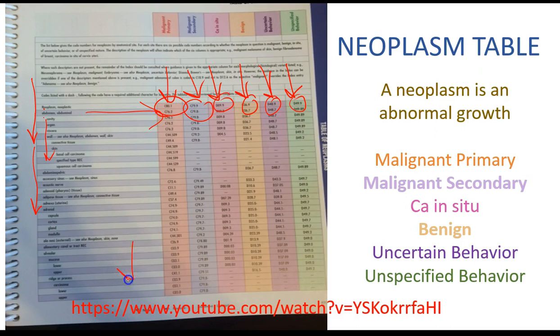If you want a step-by-step on how to code in the neoplasm table, you can watch this video on the screen. You'll just have to copy and paste it or write it down and put it into your browser. Make sure that you verify the code that you get here in this alphabetic index in the neoplasm table back in your tabular list as well, because remember we never code directly from the alpha. And then make sure you put a tab here at the neoplasm table for quick reference.